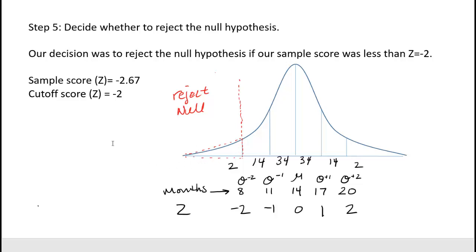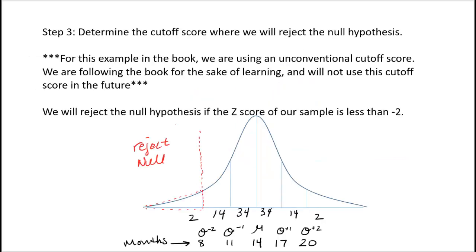Now, I told you earlier that we are going to use a cutoff z-score. So what that means for the null hypothesis is that if our sample's z-score, that is, the z-score of our baby that walked at a particular age, is less than -2, then we will reject the idea that there is no difference, or that babies who took the enriched vitamin walk later or at the same age as those who took the regular vitamin.